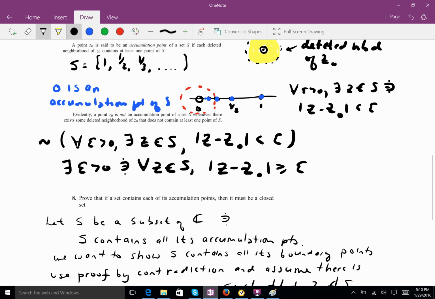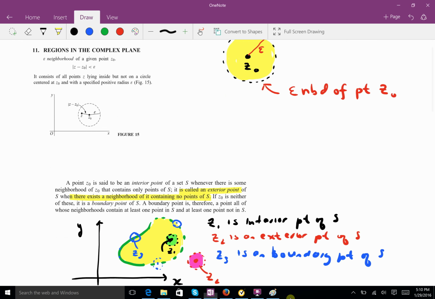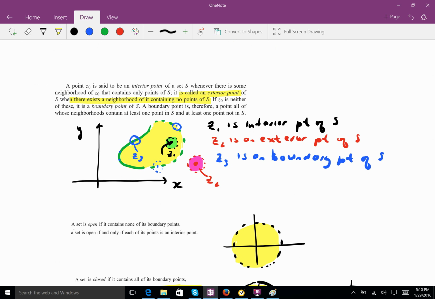So if we go back to boundary point and look at the definition carefully, a boundary point is a point all of whose neighborhoods contain at least one point in S and at least one point not in S. So that's what we want to focus on.